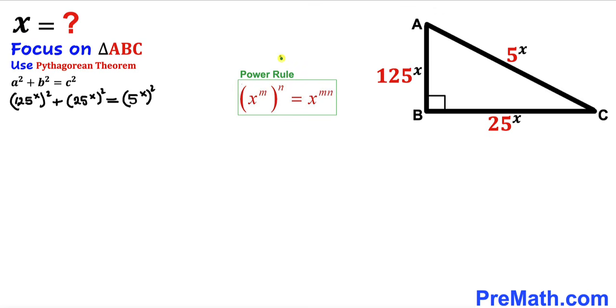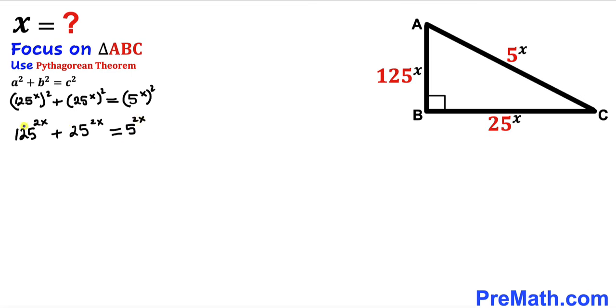And now let's recall the power rule of exponents. If we have x^m and then to the power n, this can be written as x^(m times n). So we can multiply out these nested exponents. This can be written as 125^(2x) plus 25^(2x) equals 5^(2x).